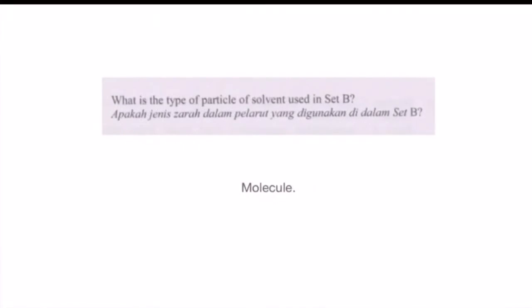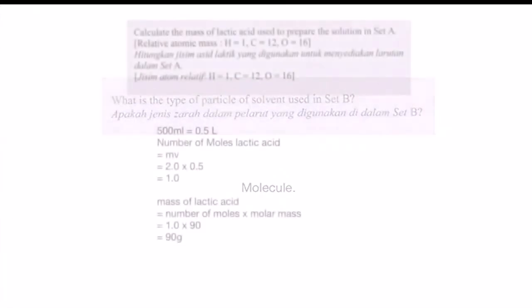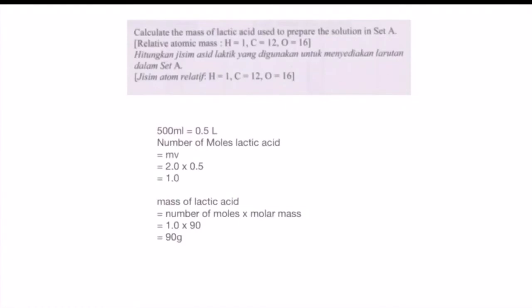What is the type of particle of solvent used in set B? It is molecule. Calculate the mass of lactic acid used to prepare the solution in set A. Relative atomic mass: H equal to 1, C equal to 12, and O equal to 16. 500 ml equal to 0.5 liter.